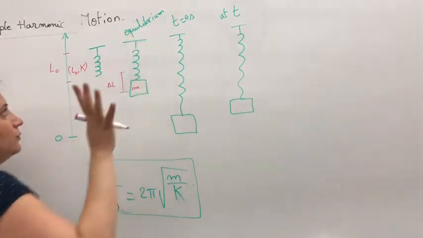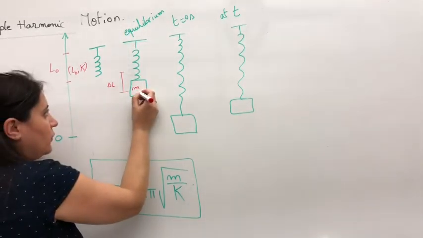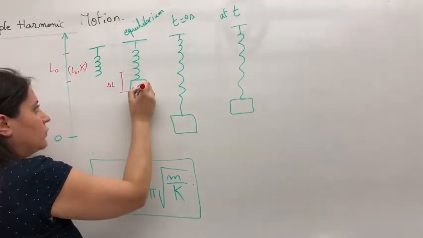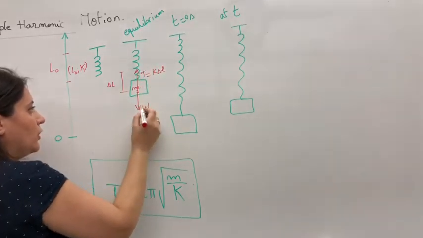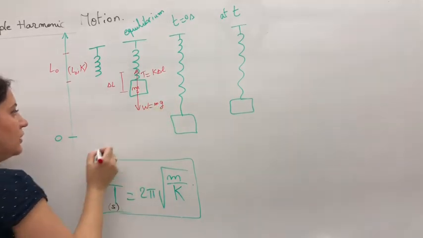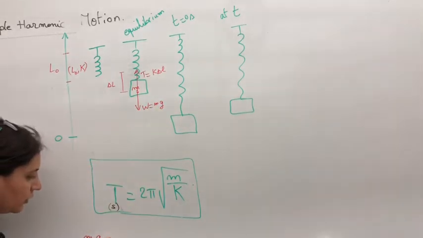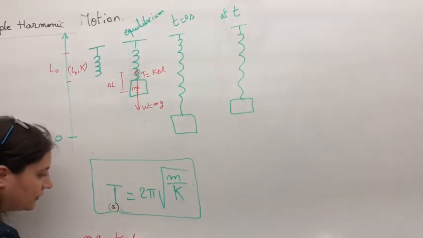And because it's at equilibrium, nobody is disturbing it, we know that the weight is equal to T, which is K delta L. So we already know that the weight, which is mg, is equal to K delta L at equilibrium.